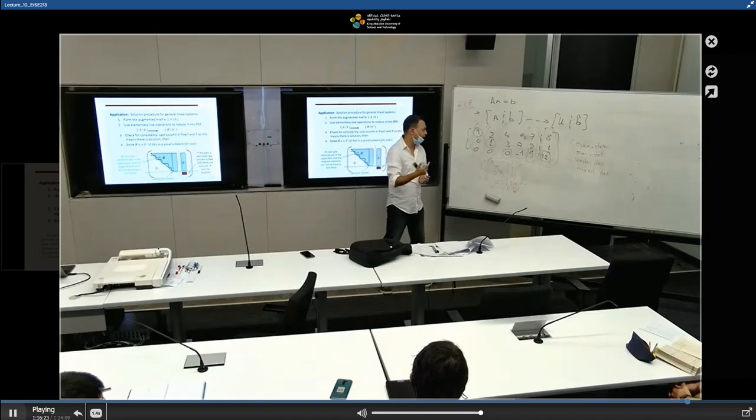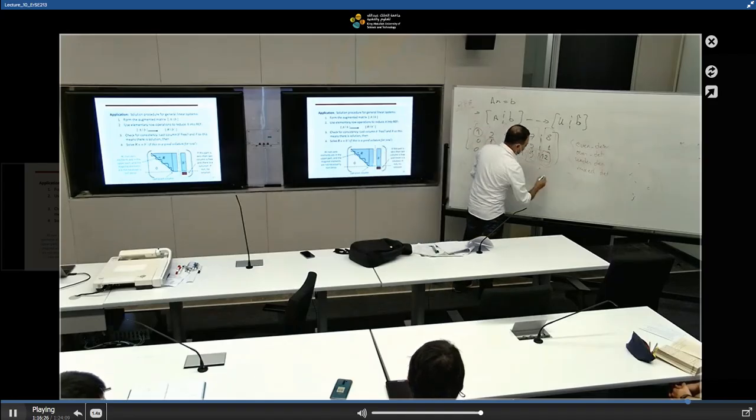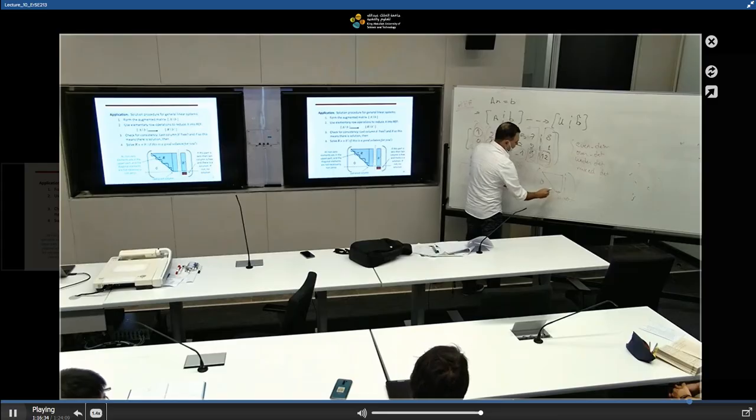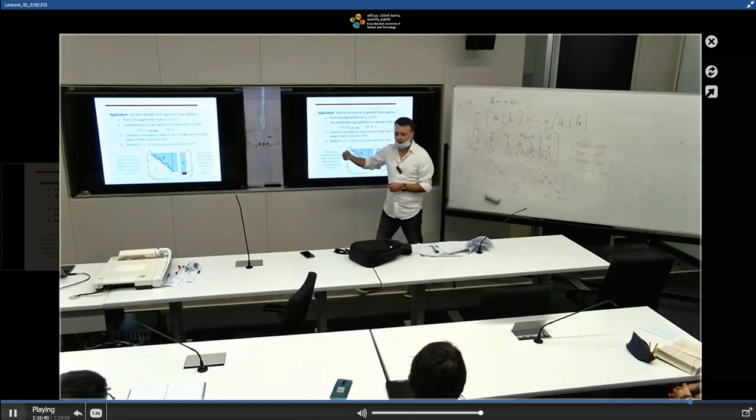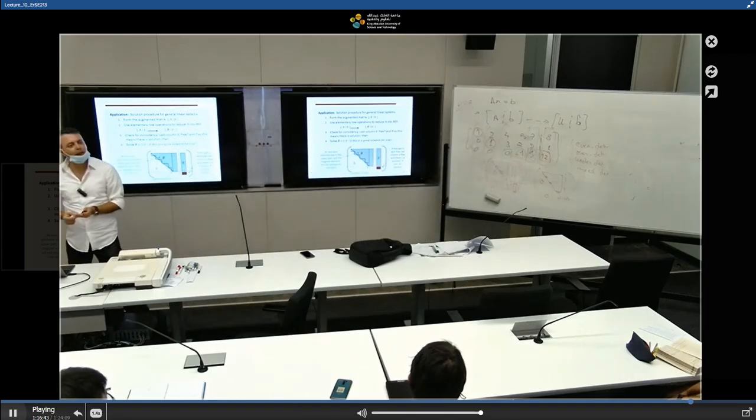In the underdetermined case, it should be something like this: 0, 0, 0, 0. So these and some zeros here can be free. I can choose them. So the number of free elements is non-zero, and it has a solution.